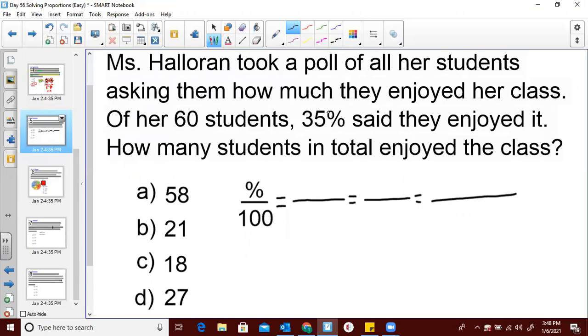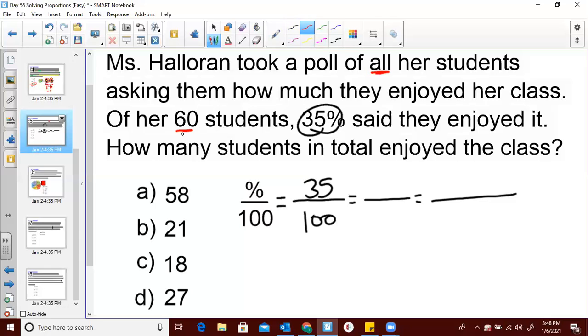Well, this one, right away, we see this 35%. So you can pretty much put 35 over 100. So you have your first half of your proportion already done for you. Well, let's look at this second half. What are we looking for? So let's go through and let's read. Ms. Halloran took a poll of all of her students, okay? Asking them how much they enjoyed her class.